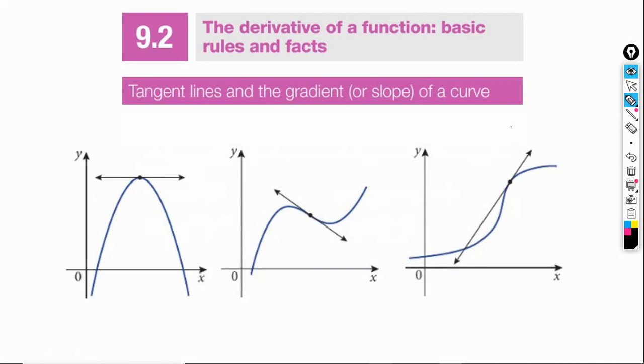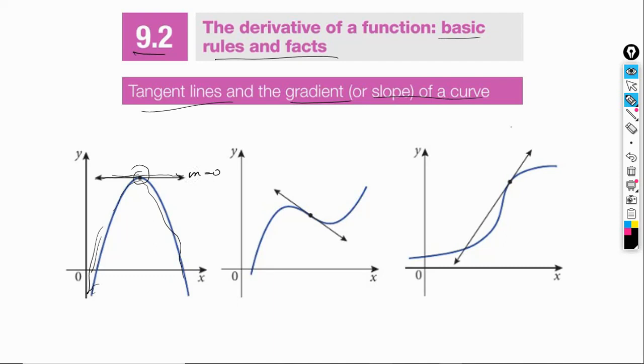Very well, so let us continue with topic 9.2, the derivative of a function, basic rules, and facts. So the first thing they talk about is tangent lines and the gradient or slope of a curve. So basically, just so you understand the term derivative, if I have a function like this one here, the one on the left, this curve, which is obviously a parabola, the derivative at a given point, like say this one, would give us the slope of the tangent line. So this is a tangent line at that maximum. So notice how the slope of this line here is definitely equal to 0.